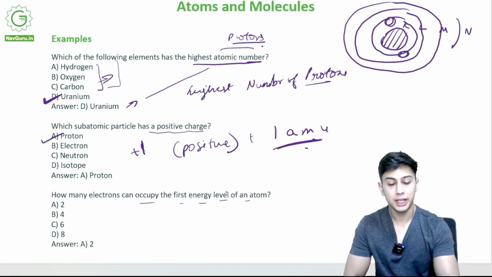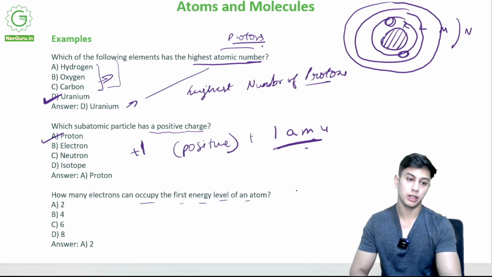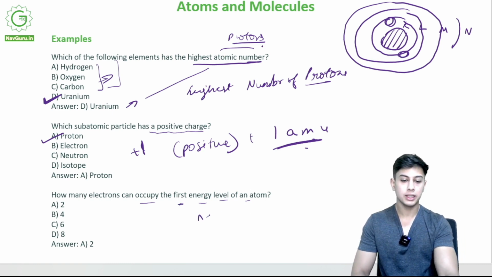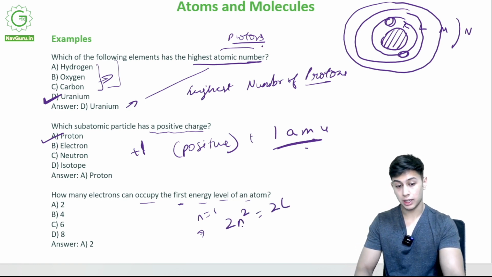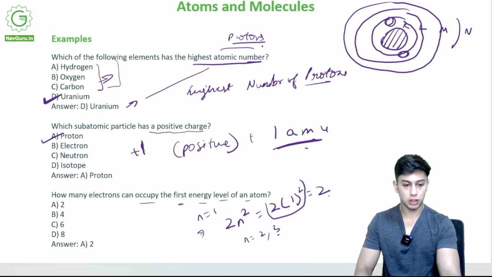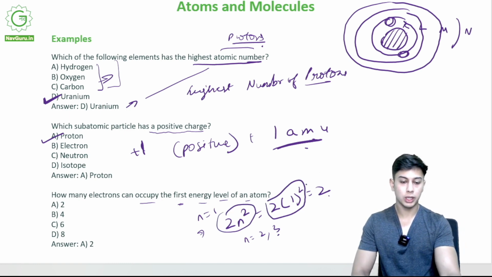If you can never remember which one was the first shell, they have mentioned first, n is equal to 1. Apply this formula, 2n square. 2 multiplied by what is this? First shell, n will be 1. 1 square, that is 2. If they had said the second shell or the third shell, then likewise you will put 2 or 3 and find out using this formula, 2n square. So in the first shell we only have 2.